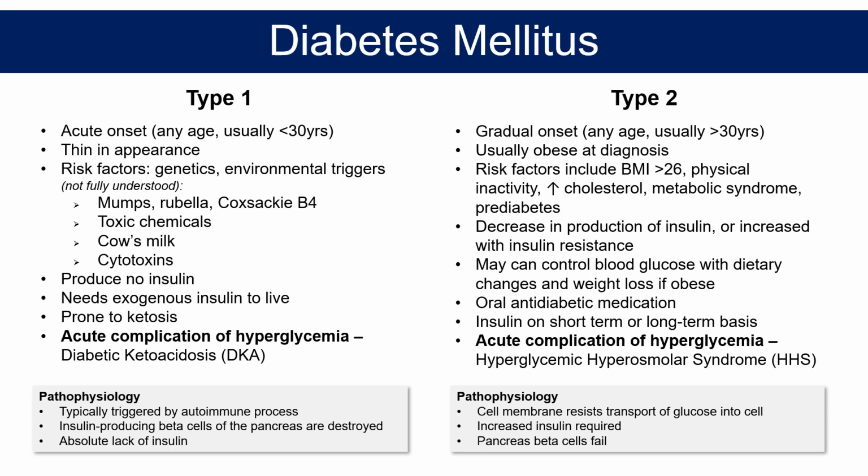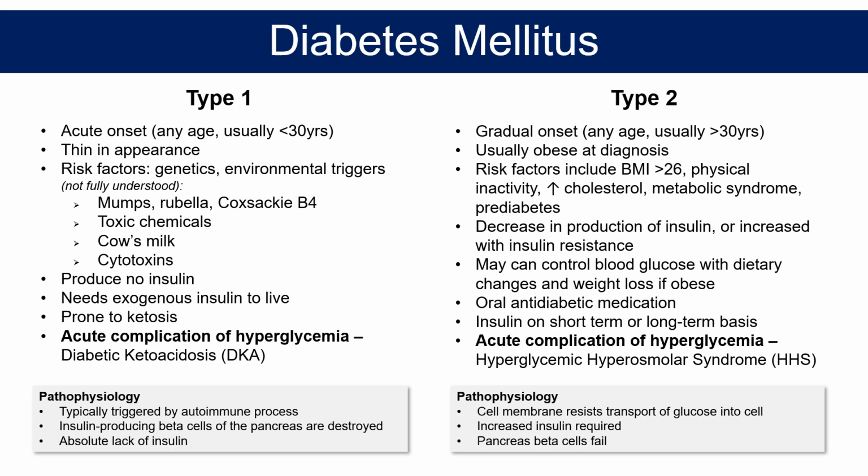So with type 2 patients, there is a decrease in insulin production, or an increased production of insulin, but with insulin resistance. So with this, the takeaway is that the pancreas is still producing insulin. Even if it's not as much as before, it's still producing insulin, and the patient has insulin resistance. So the insulin that's there, it's having a hard time getting it to unlock the door so that the glucose can go in the cell.